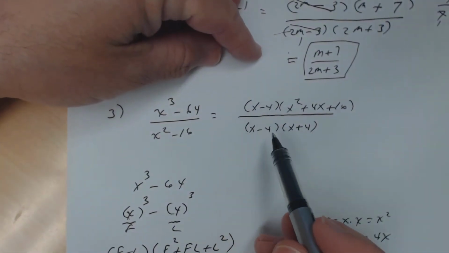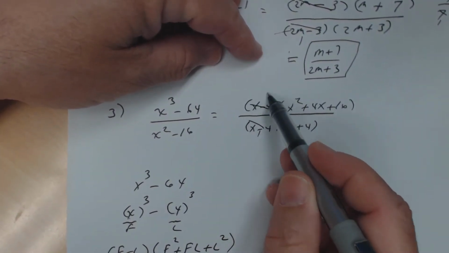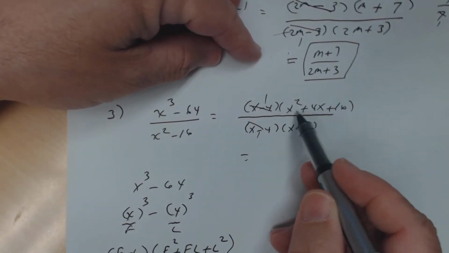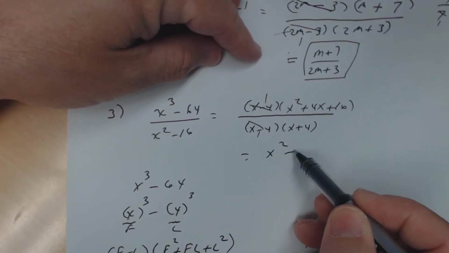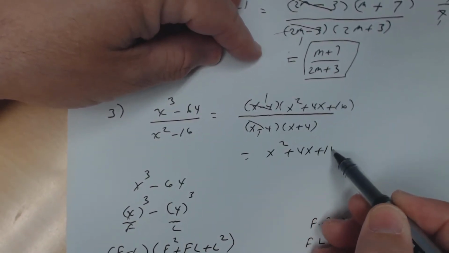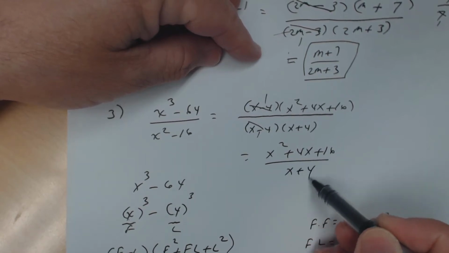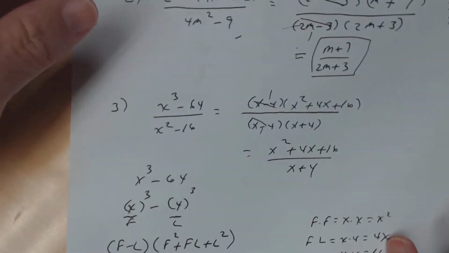And then you reduce your common factors, so these will divide out, the x minus 4s, and your answer is just x squared plus 4x plus 16 divided by x plus 4. Okay. Number 4.